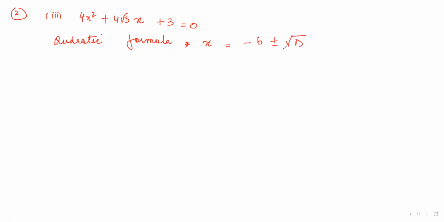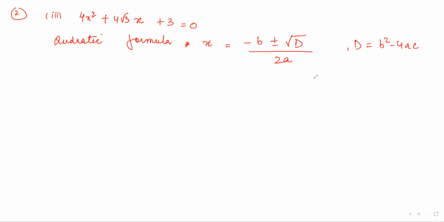So the equation is 4x square plus 4 under root 3x plus 3 is equal to 0, right? Now, what is the quadratic formula? I have also told it before. Quadratic formula will give you the values of x. x is equal to minus b plus minus under root of d divided by 2a. Clear? Where d is equal to b square minus 4ac. Getting it?